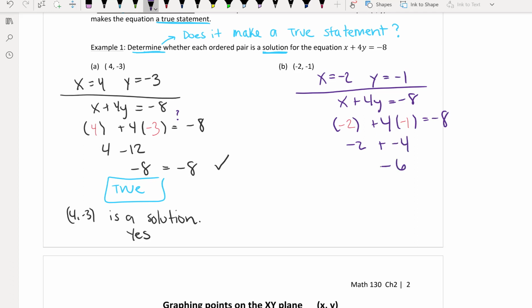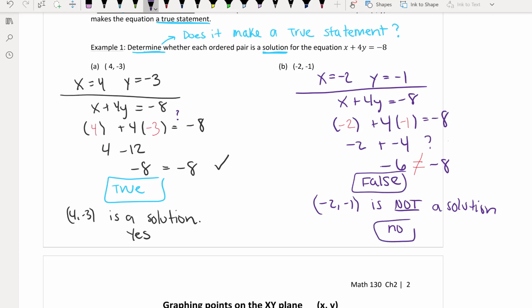That gives me -6. Does it equal the same as -8? Well, -6 and -8, those are not the same values. So this would actually be a false statement, right? So I would say that (-2, -1) is not a solution. So I would say no. So this is a false statement, and my answer is going to be no.